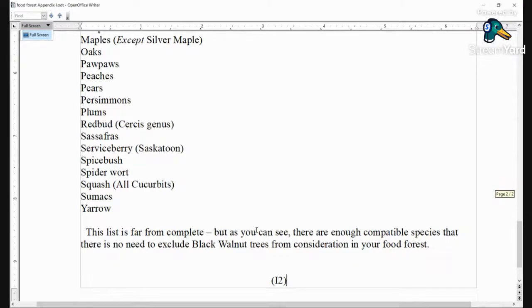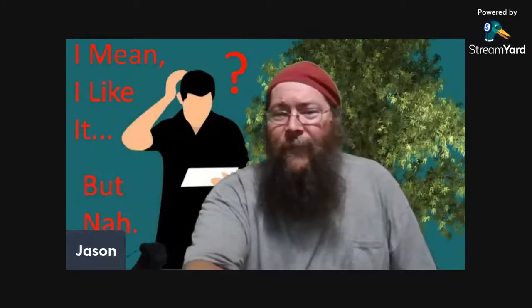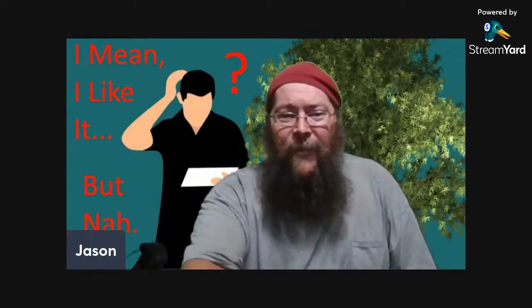The list is, you know, far from complete, but as you can see, there are enough compatible species. There is no need to exclude black walnut trees from consideration in your food forest. If you love black walnut, then by all means, go for it. It's not going to hurt a thing. You'll be able to find plenty of stuff to plant along with it.